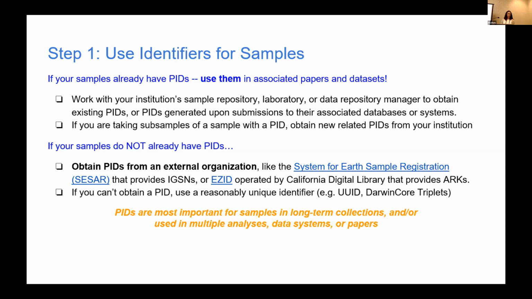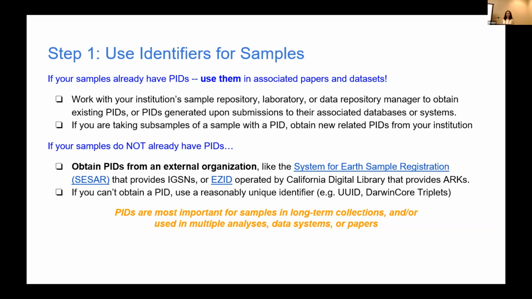To do this, work with your institution's sample repository, laboratory, or data repository manager to obtain these existing PIDs, or PIDs generated upon submission to associated databases or systems. And if you're taking subsamples of a sample with a PID, obtain a new related PID from your institution.